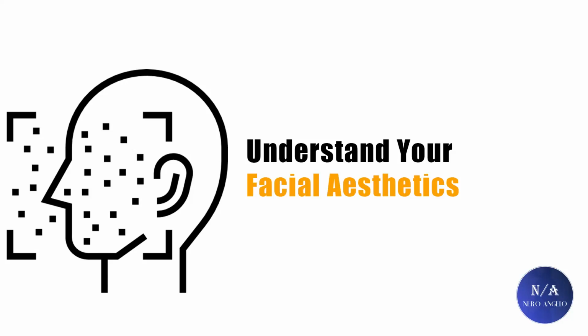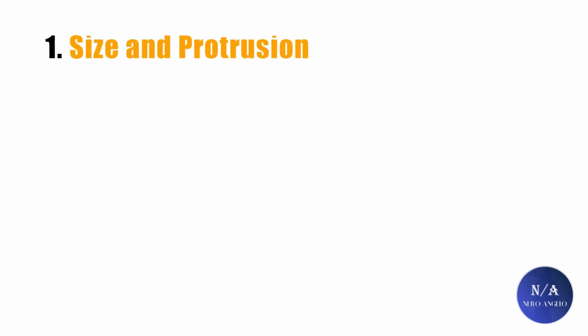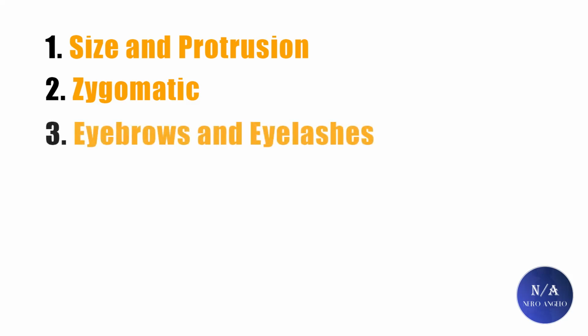This video, like many others, will be split into multiple parts. The first part will talk about the size and the protrusion. The second one will talk about the zygomatic bone. The third one will talk about the eyebrows and eyelashes. And the fourth will talk about the canthal tilt. Yes, even canthal tilt on average can differ between men and women.